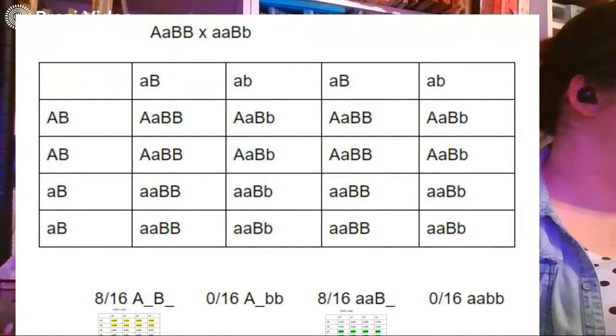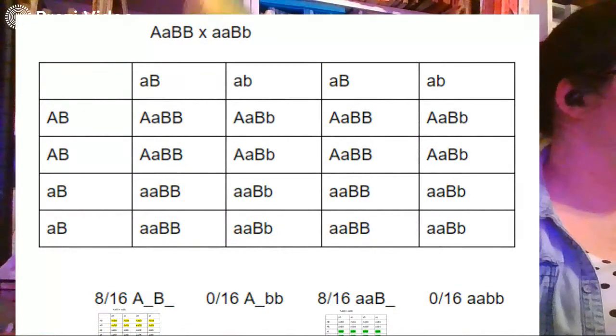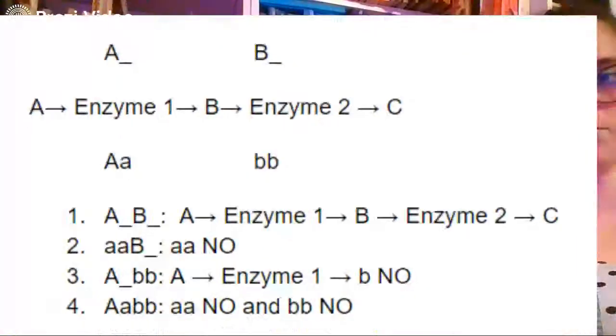In this particular cross, there are no individuals who have only recessive alleles in the B gene and no individuals who are recessive in both genes.